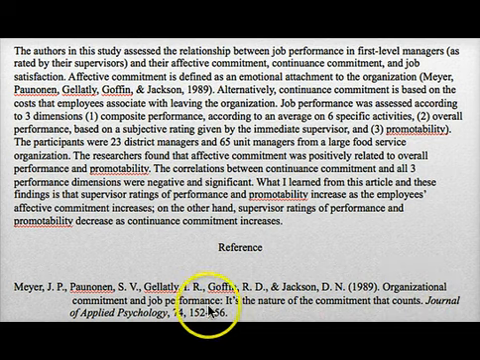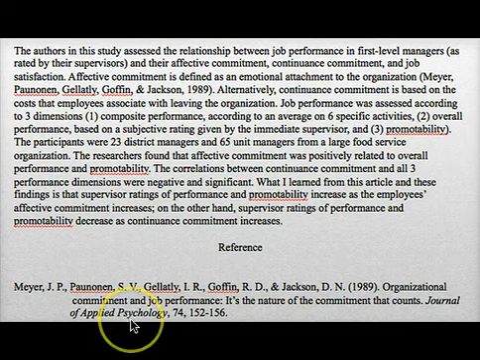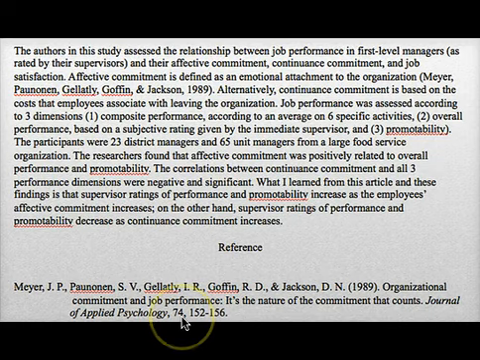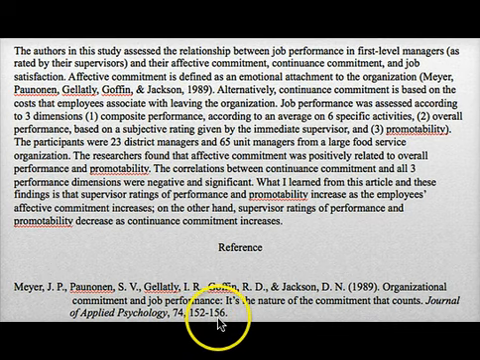So organizational commitment and job performance, it's the nature of the commitment that counts. That's your title. And then Journal of Applied Psychology is the journal title. So that's the name of the journal that it's been published in. 74, there's usually an issue, a volume number or an issue number that's included in the journal. So you would include volume and issue if available, and then the page range. So this article was 4 pages in length, and the pages were on pages 152 to 156 in the journal.